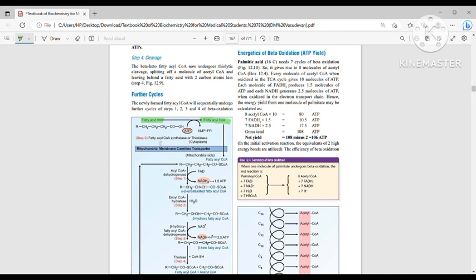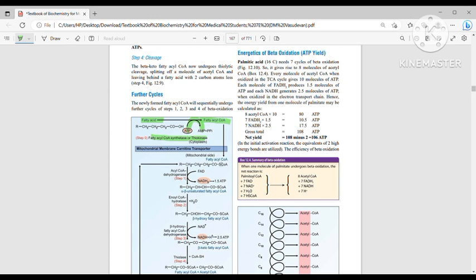This happens in the presence of the enzyme fatty acyl coenzyme A synthetase, which is also called thiokinase, and ATP is used here. As there is use of synthetase, ATP is converted to AMP. It means that there is use of two energy equivalents here. Now, this fatty acyl coenzyme A is transported from the cytoplasm to the mitochondria through the mitochondrial membrane carnitine transporter.